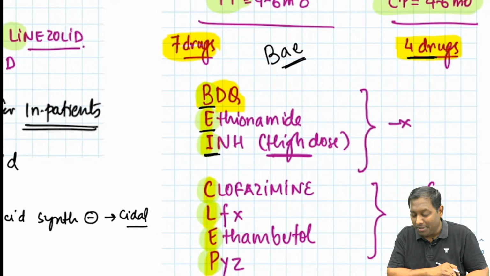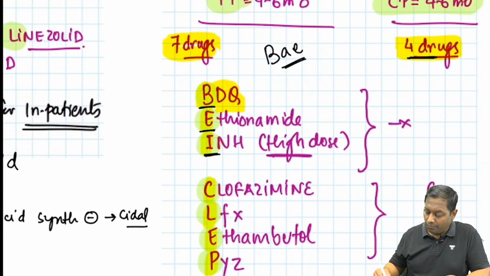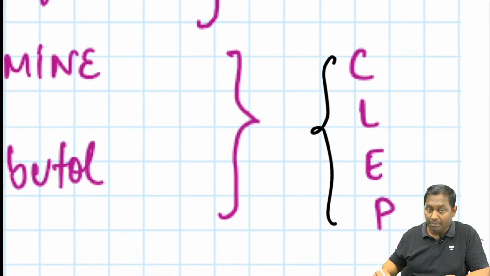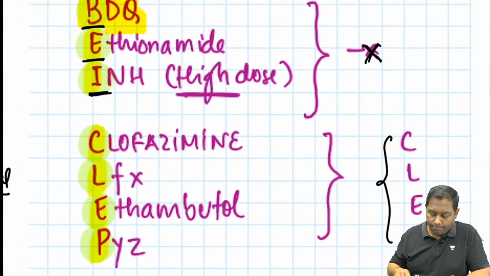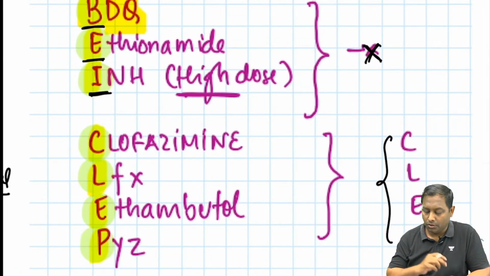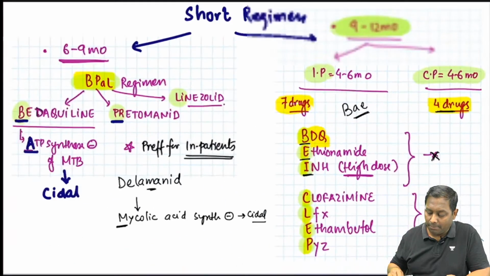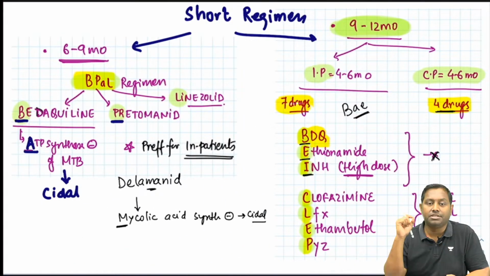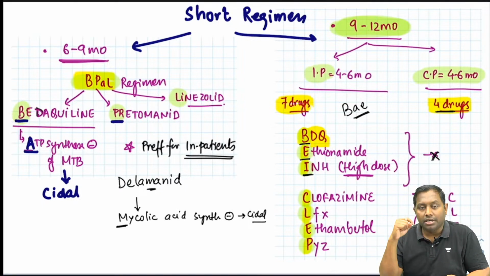Bedaquiline is a highly cardiotoxic drug. Remember, ethionamide and high dose isoniazid will show a cidal effect, right? So we will not continue with such a bae. I will continue only with the CLEP, that is clofazimine, levofloxacin, ethambutol and pyrazinamide. So this was your OPD based therapy, and a number of questions have been asked on the number of drugs used. So 7 drugs in the intensive phase and 4 drugs in the continuation phase, right?